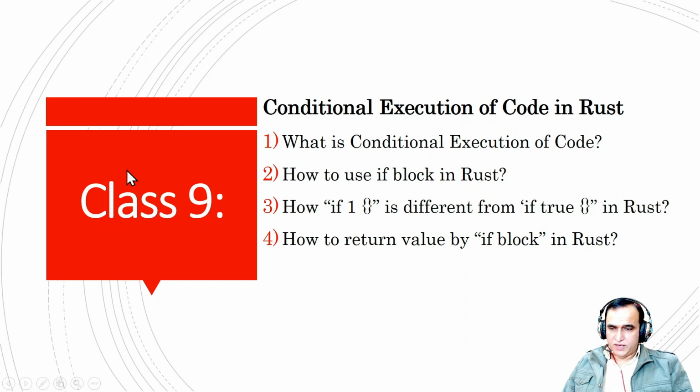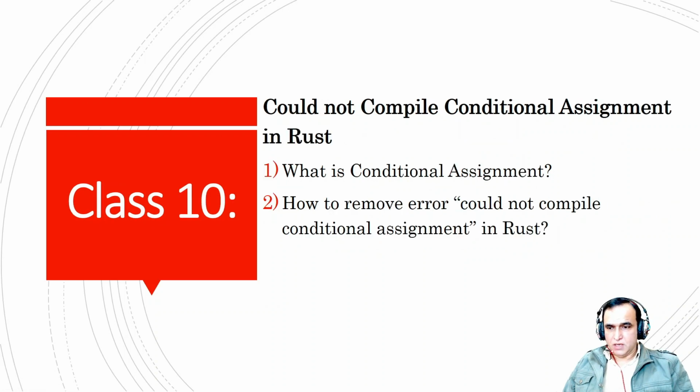In the last video, we understood each and every concept of the if block or if expression in the Rust programming language. Now we have some issue with the if statement in Rust. Because of that issue, we get such an error: could not compile, conditional assignment in Rust. Remember that. So what is conditional assignment? We have to understand it, and how to remove the error. It's a very important error. We have to understand it. So how to do that?